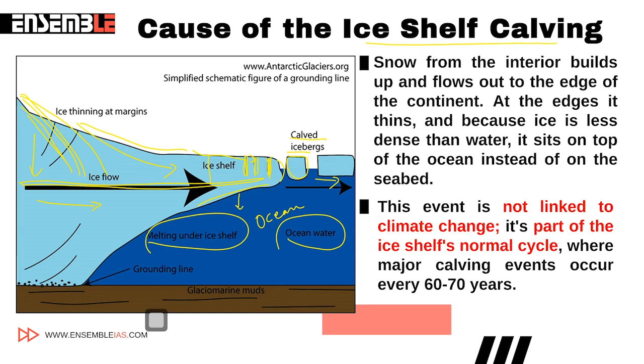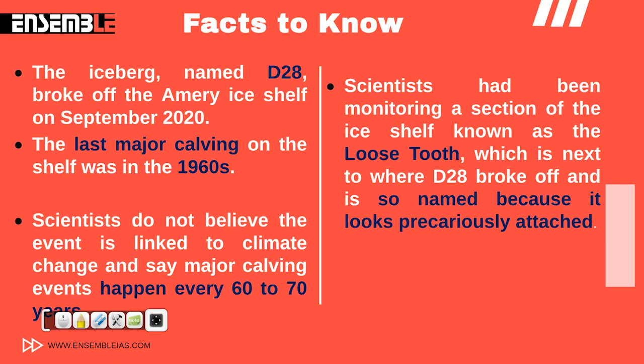And there are some important facts that you should recall in the examination: this event is not linked to climate change. It is a part of the normal ice shelf cycle, where a major calving event occurs every 60 to 70 years as per recent researchers. There are a few facts that you can recall for answering various kinds of questions in the examination, and this is a summary of the facts.